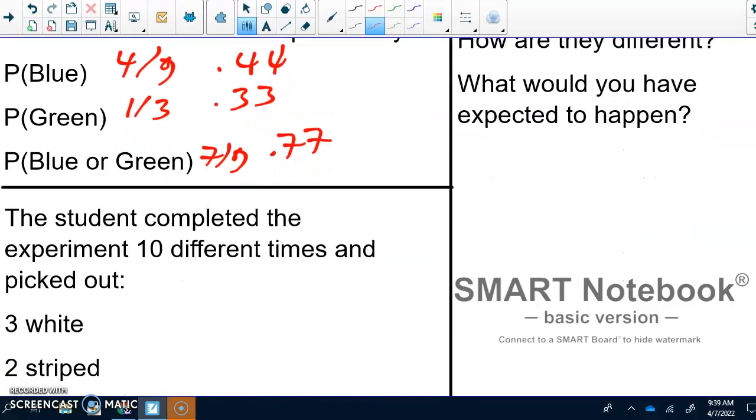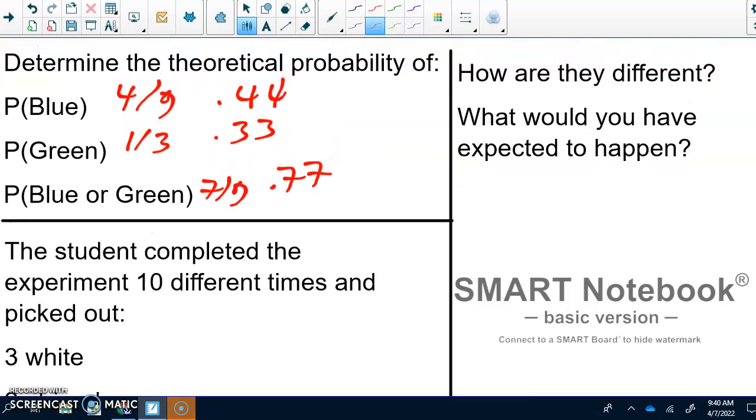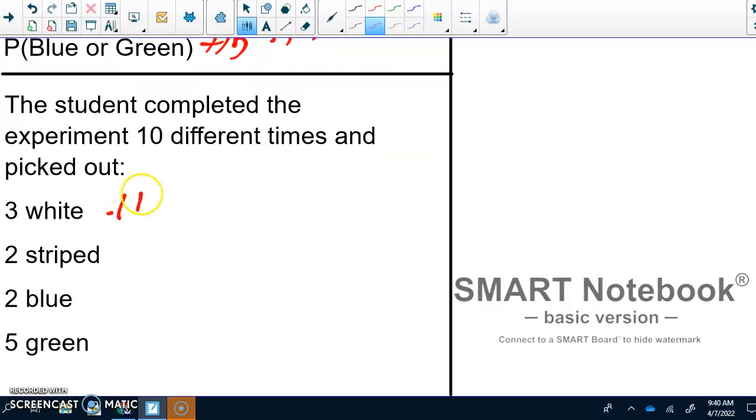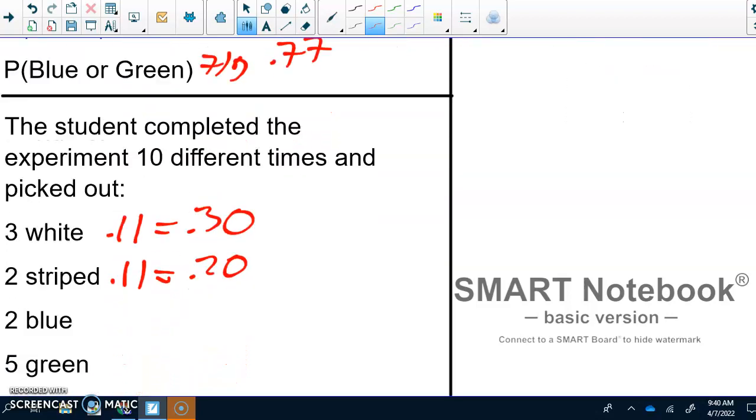So as I asked the question, how are they different? We're looking at the theoretical and the experimental probability. So the student completed the experiment 10 times. And of that, they picked 3 white. So the theoretical probability for picking a white was 0.11. They wound up picking 0.30, so it exceeded it by almost 3 times. The stripe is the same probability, and they picked that 2 times, which is 0.20, which means that it doubled the theoretical probability.